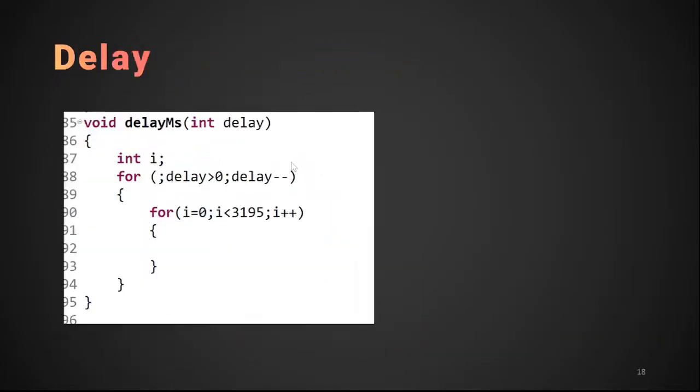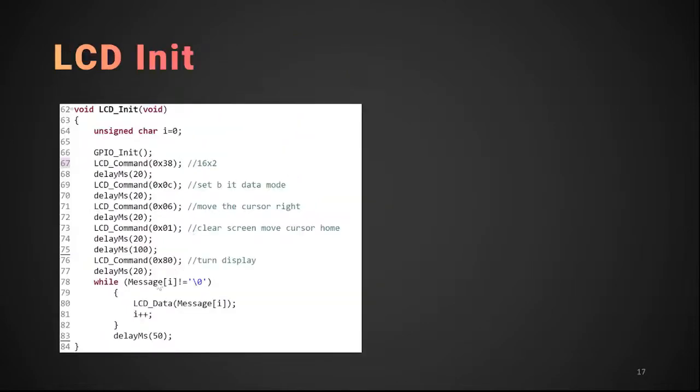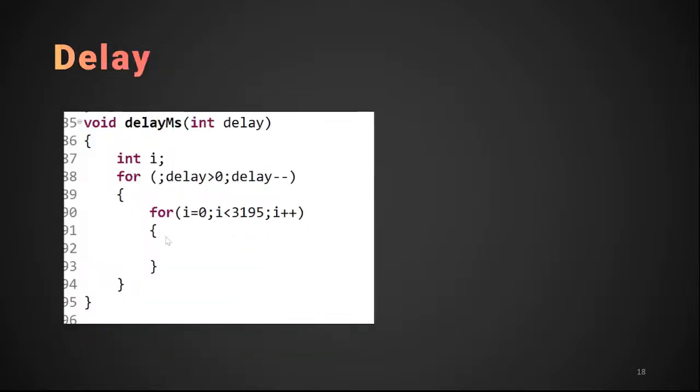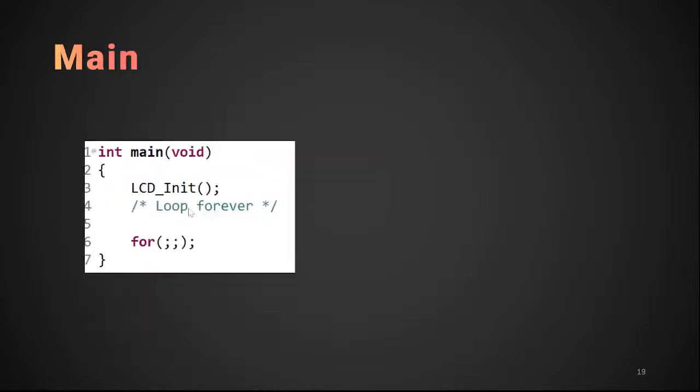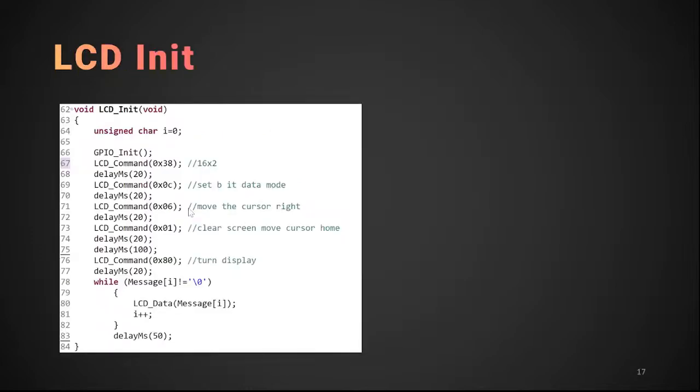These are the codes. First you send the commands, and then you send the data. Once you send the command, give some delay, and then you send the message to the data. So this is in LCD_init. This program is for delay, and this is the main program. Okay, let's go for the code.